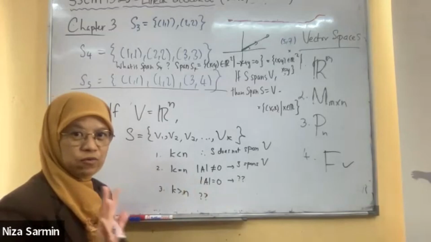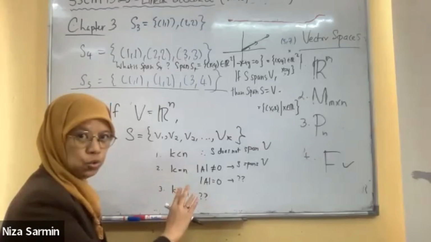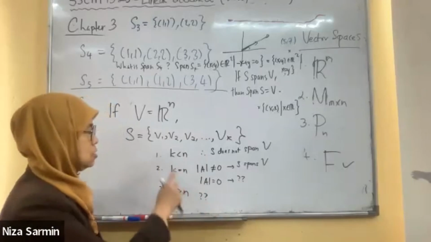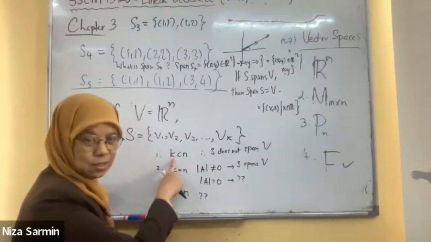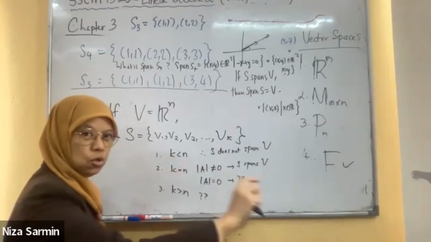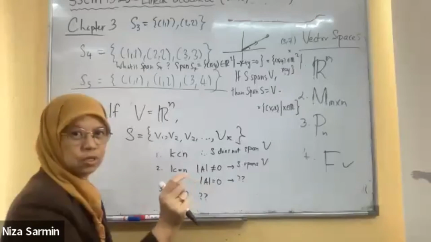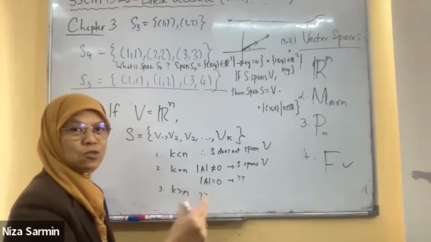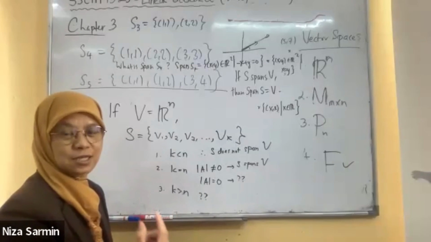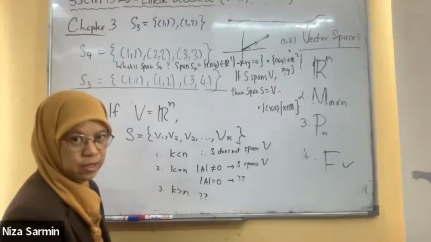I've given you 5 cases before to show you that if you have R2 and S has only 1 vector, not enough, it does not span. And for the spanning, you have to go through the matrix and find the last row in echelon form, equate that to 0 to find the span. If the answer is yes, it spans, that means the span is the whole V.